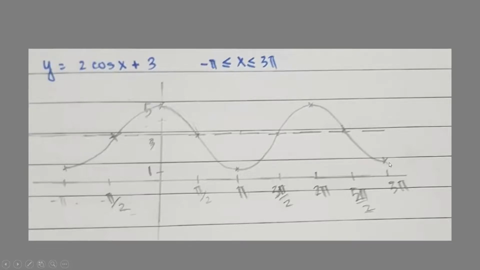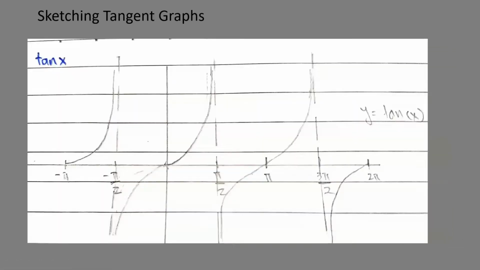If you ever get confused, you could just put some points into your calculator. For example, 2 cosine of x pi over 2 plus 3, and it will give you values if you get confused. So first things first, use a graph that you already know. If not, if you get confused, you can use a calculator. Next up, we have tangent graphs.